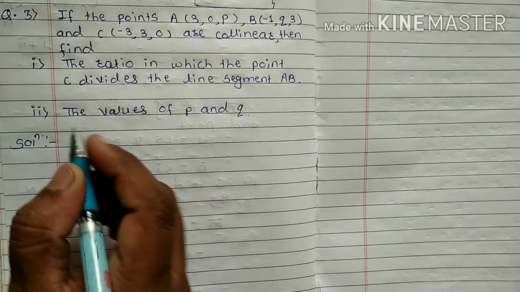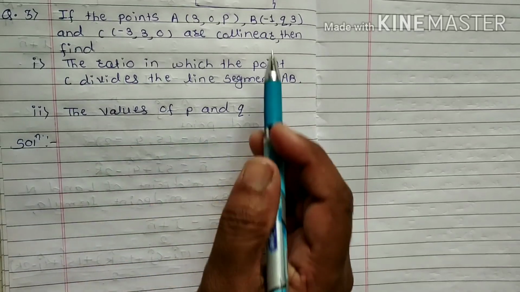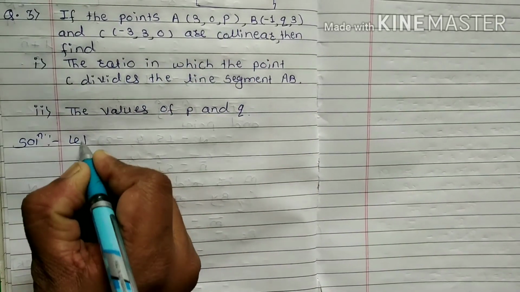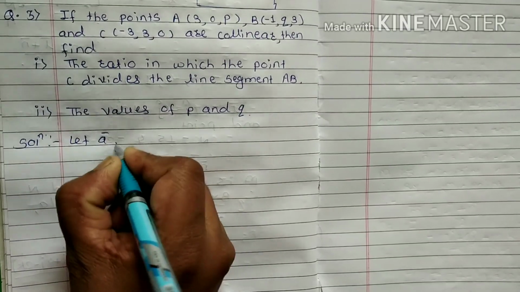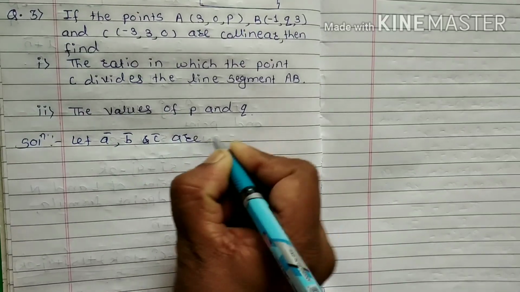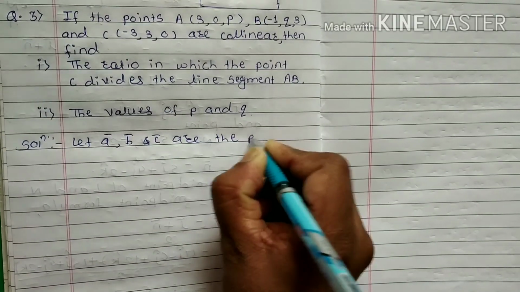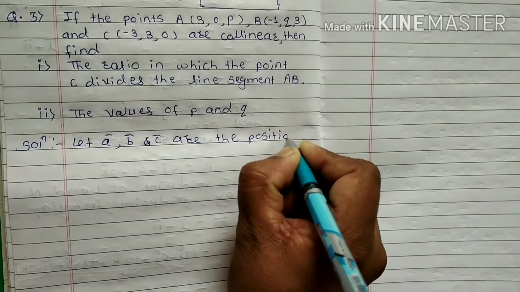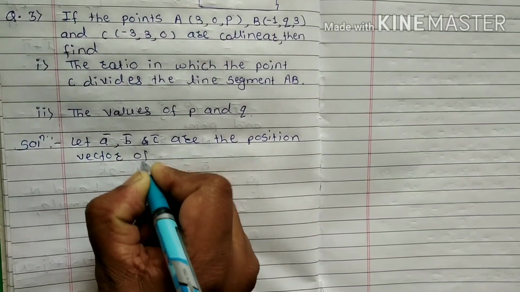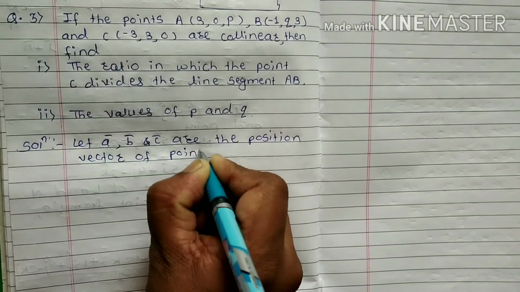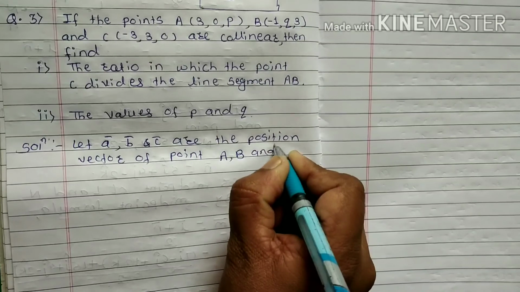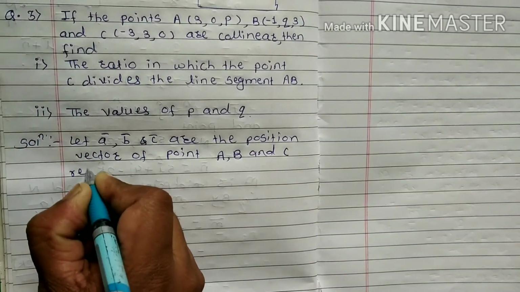Then in answer, for A, B and C we take their position vectors, that is small a bar, b bar and small c bar, are the position vectors of the given points A, B and capital C respectively.